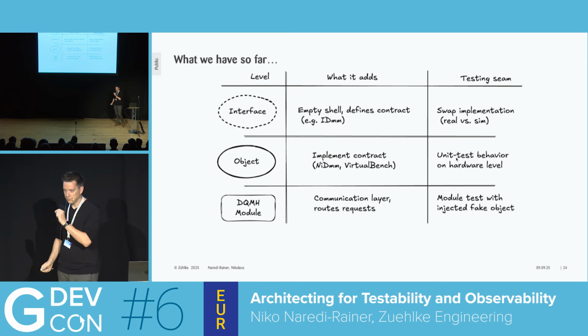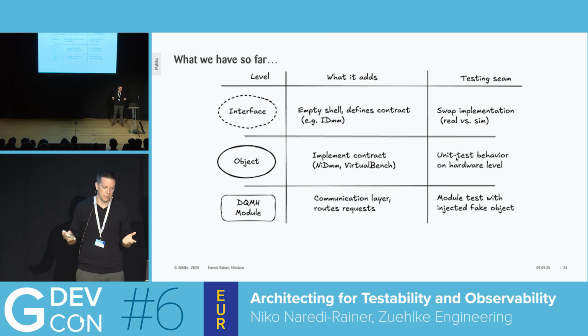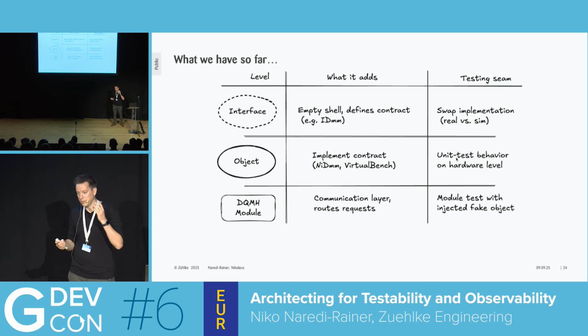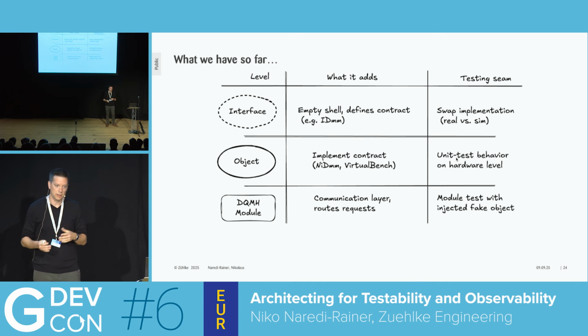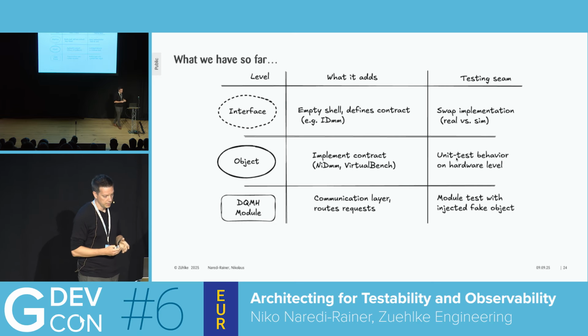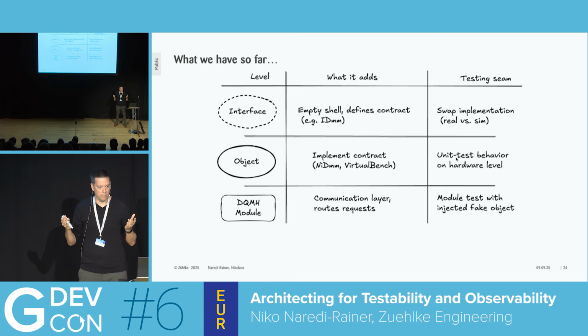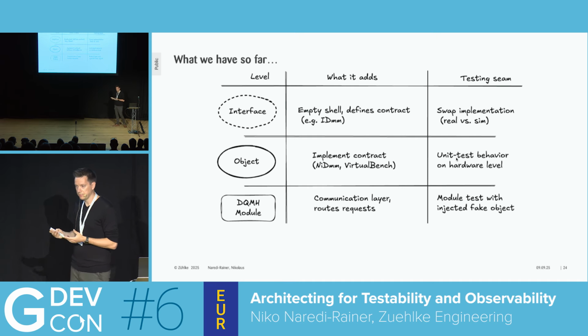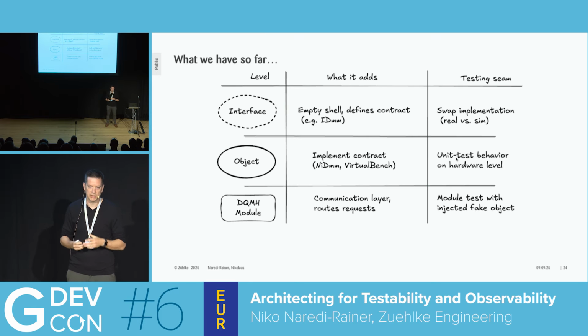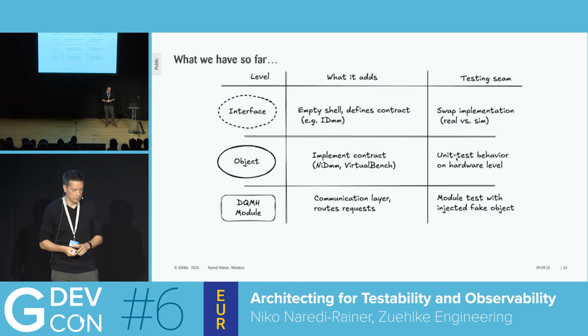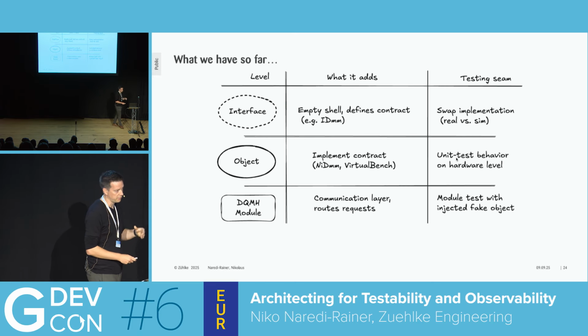Then we wrap that object into a DQMH module, where I said we have that separation of concerns. The DQMH module is just for communication. It doesn't know anything about logic. The logic all goes into the object. So I can run a module in my CI pipeline with a fake implementation and still get a nice unit test, or in that case already an integration test, whether the communication works or not, and verify if the right messages go in and come out again.